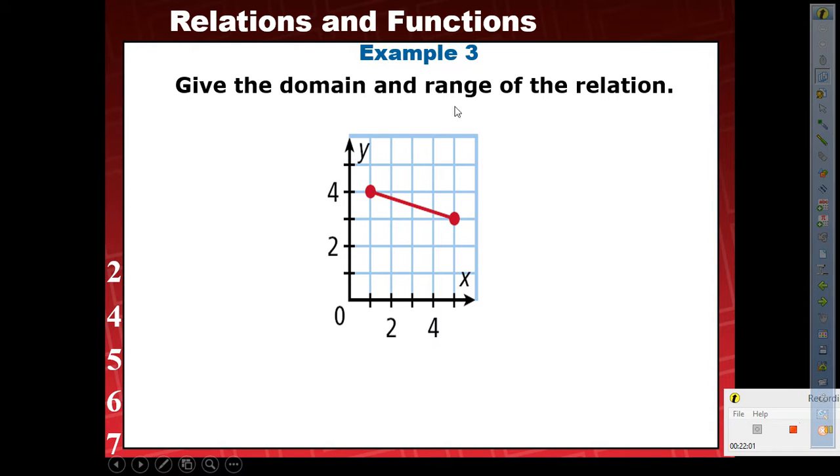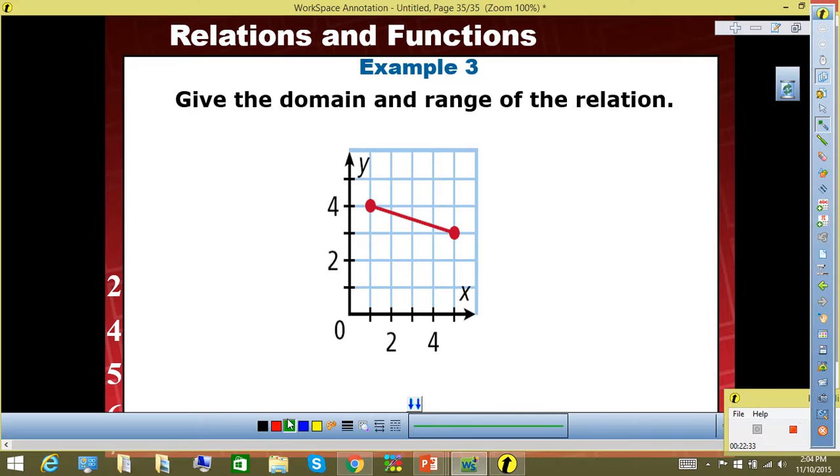Example 3, it says give the domain and range of the relation. So to draw this, 1, 2, 3, 4, 5, and you're going to draw 2 and 4. 1, 2, 3, 4, 5, 2, and 4. So now let me show you how to write the domain and range.